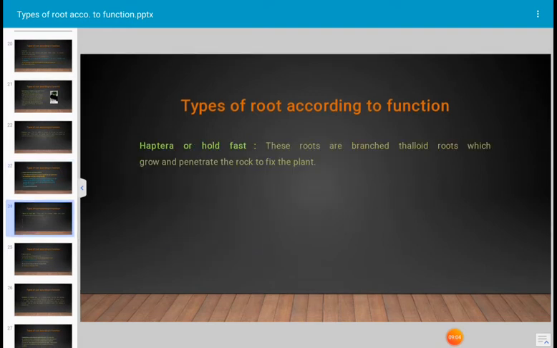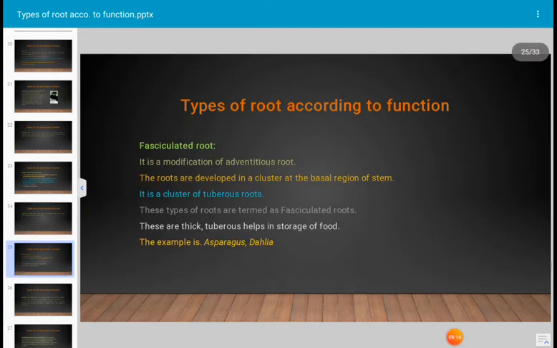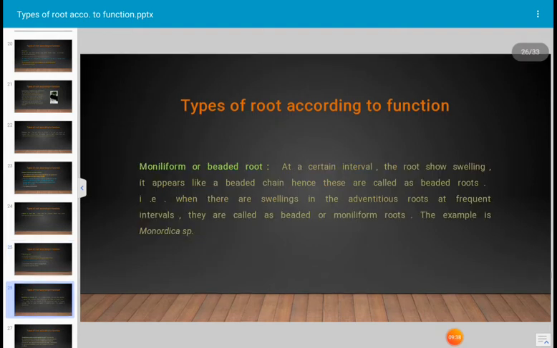Hapteron or holdfast. These roots are branched thalloid roots which grow and penetrate the rock to fix the plant. Next. Fasciculated roots. It is a modification of adventitious root. The roots are developed in a cluster at the basal region of the stem. It is a cluster of tuberous roots. This type of roots are termed as fasciculated roots. These are thick, tuberous, and help in storage of food. The example is asparagus. Next.